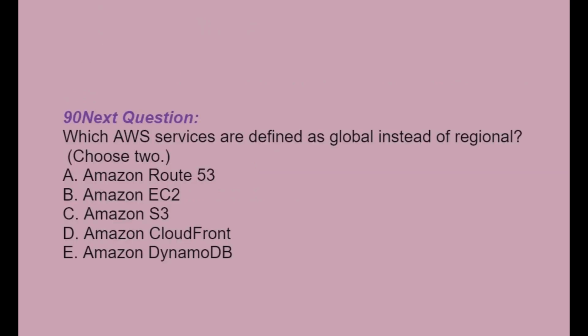Question is, which AWS services are defined as global instead of regional? Choose two options. Option A, Amazon Route 53. Option B, Amazon EC2. Option C, Amazon S3. Option D, Amazon CloudFront. Option E, Amazon DynamoDB. Correct answer is option A and option D.